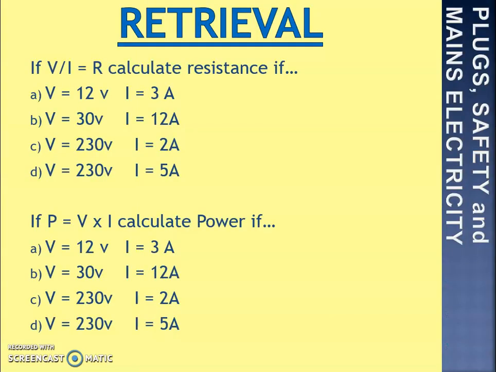Okay, we'll start with a retrieval question, giving you 2 equations there and 4 things to work out for each one. So if you pause the video, calculate resistance for the first one, if voltage over current equals resistance, and then for the second one, if power equals voltage times current, calculate the power. Please pause the video and attempt those questions, restart it when you'd like the answers.